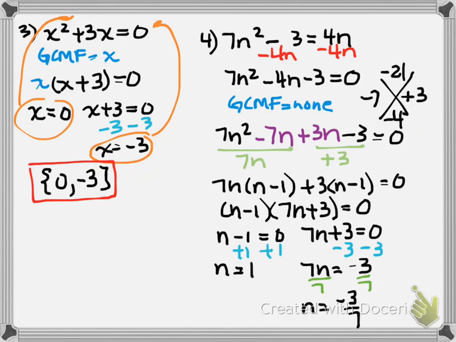If I plugged in, and this is why checking is always better on paper than in your head. 1 squared is 1, 7 times 1 is 7. 7 take away 3 is 4. 4 times 1 is 4. Does 4 equal 4? Yes. Then comes the ugly. This is the one I don't like doing. -3/7 squared. Well, that's going to give me 9/49.